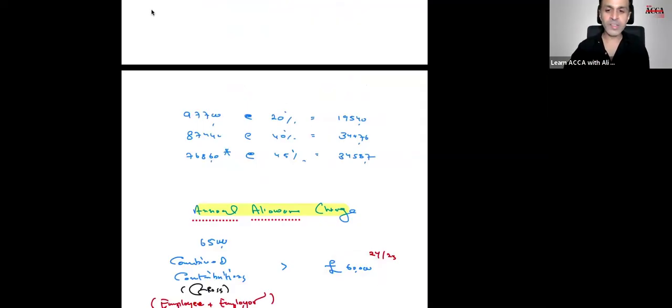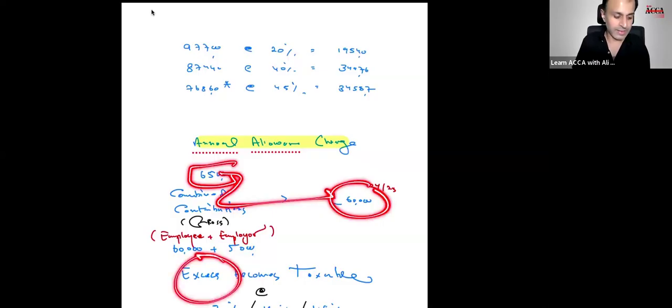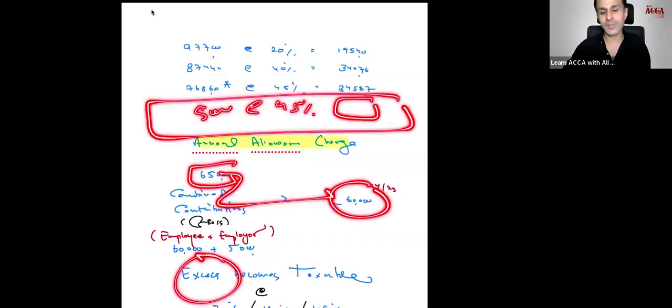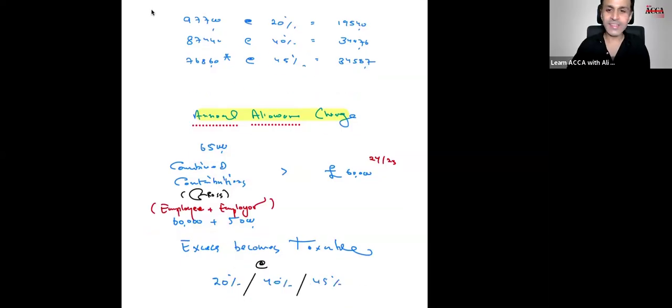But suppose 60,000 is not revised, then we just have to find the combined amount of participation, which is 60,000 for myself and 5,000 by my company on my behalf. Total combined effect is 65. By how far this goes past 60,000? 5,000. This is going to be taxed at the rate of 45%. This is called as annual allowance charge. But we have to play with this limit.